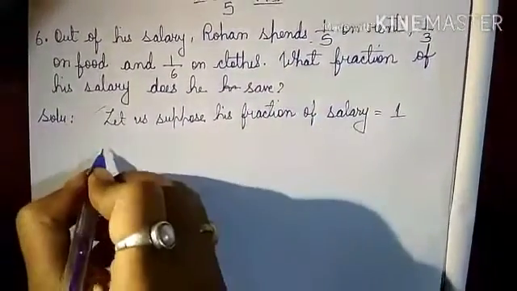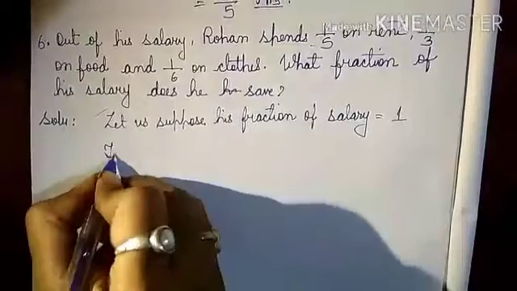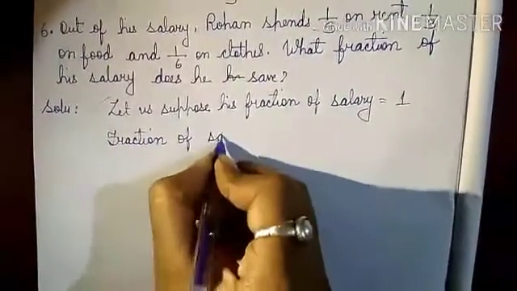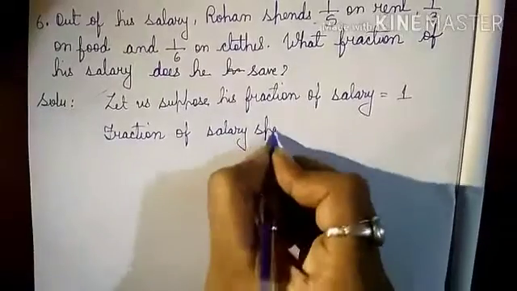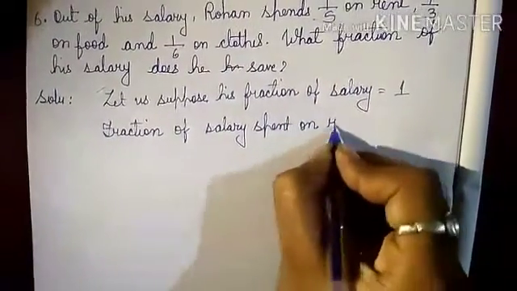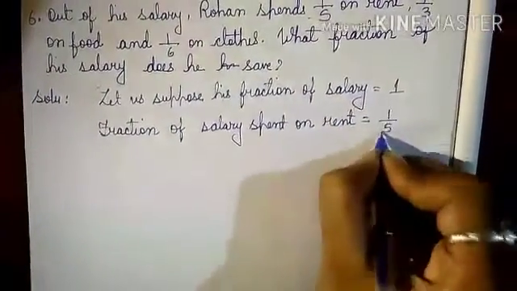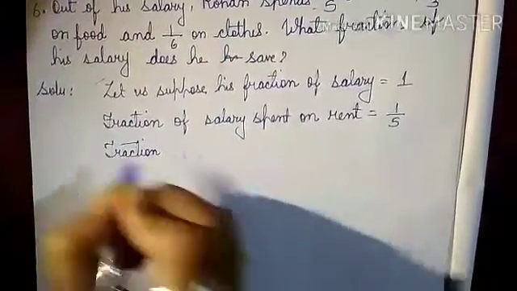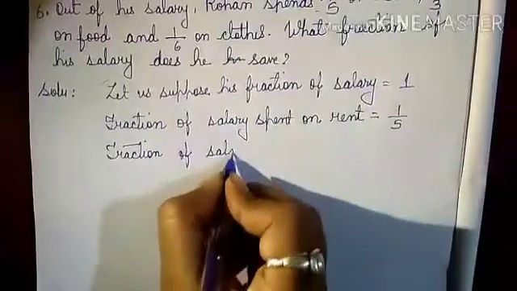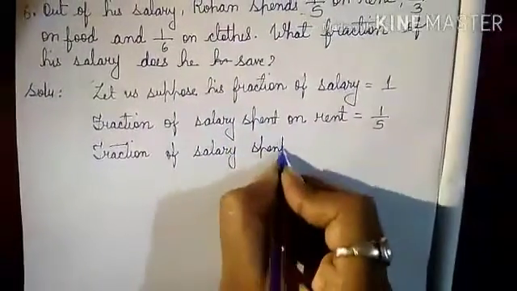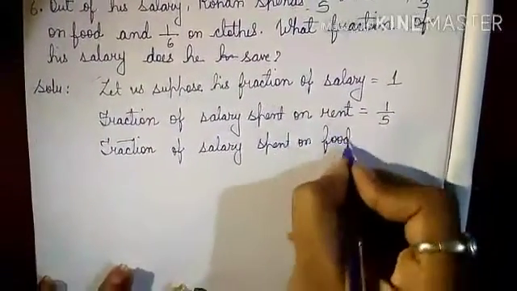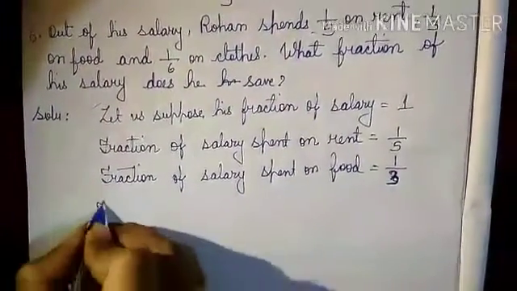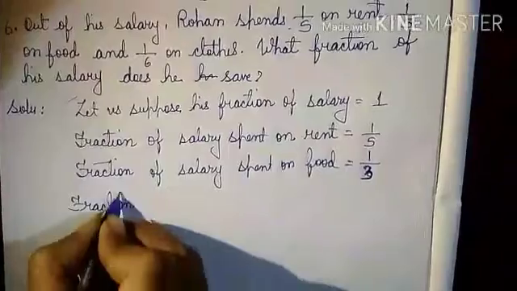Now he spends 1 by 5 fraction of his salary on rent. So we'll write fraction of salary spent on rent is equal to 1 by 5. Now the fraction of salary spent on food is equal to 1 by 3. Now the fraction of salary spent on clothes is equal to 1 by 6. So first we will write this statement. Okay, then after that what will we do?